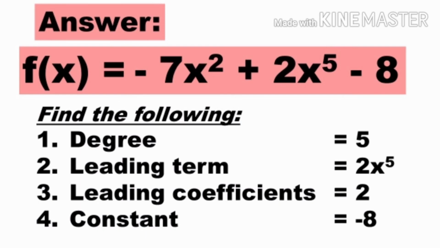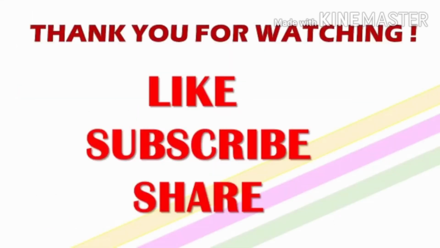Ang leading term natin, siya yung term na may pinakamataas na exponent. Therefore, we have 2x raised to 5. And ang leading coefficient natin, yung coefficient ng leading term natin na 2. And ang constant term, yung walang kasamang variable, which is negative 8.